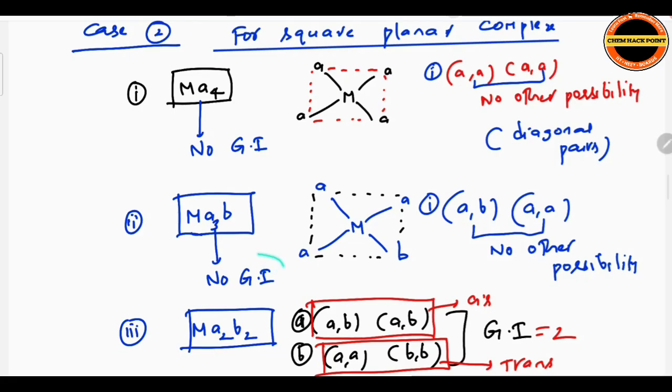For Ma3B, directly I wrote no GI. Why? No need to write the structure every time, MAB, different combinations. Just focus on diagonal pairs. For A3B, you write different combinations: AB one pair, AA one pair. Any other possibility? If I interchange AA, AB, again you will get the same. So no other possibility, so here no GI. You can make random pairs, you need not follow a particular sequence. If you can make 2 such different arrangements, then we can say GI is possible.